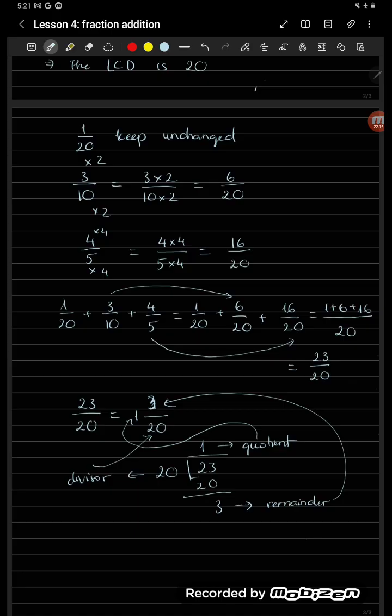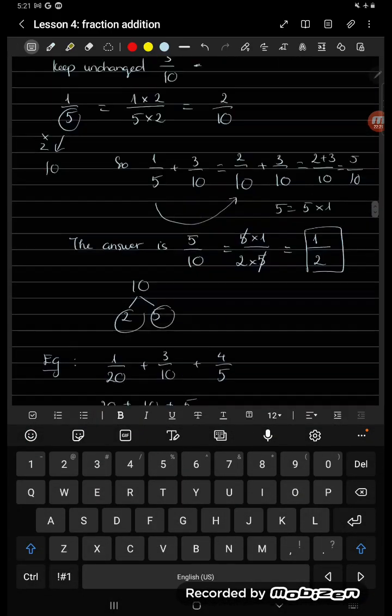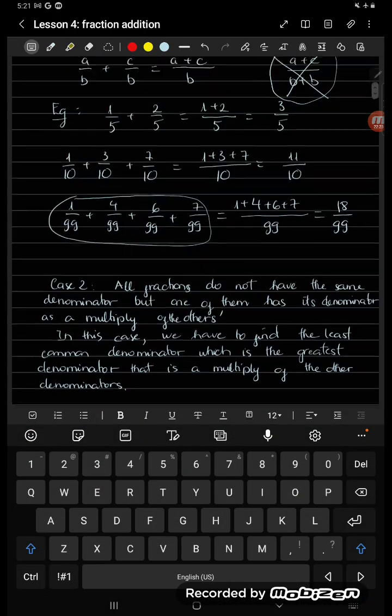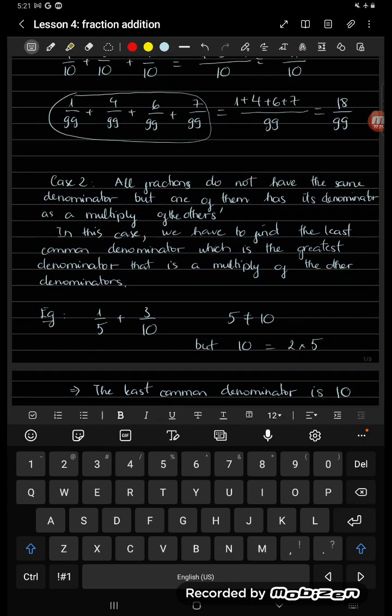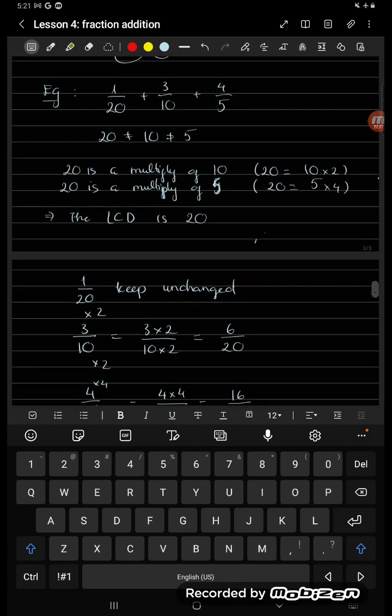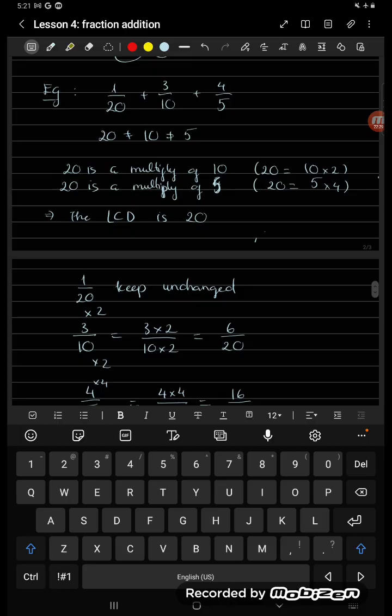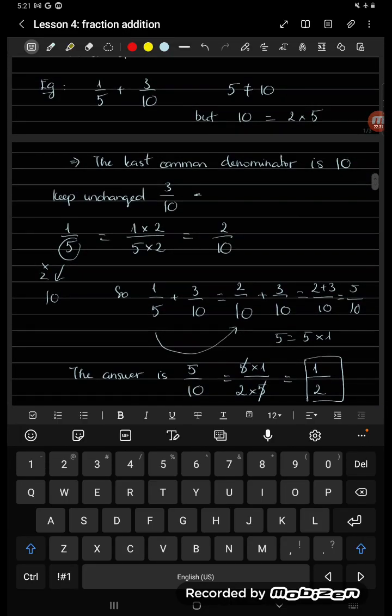Okay, so that is case 2. We still have one more case, but this case is more complicated, so we will leave it for next time, still in lesson 4.